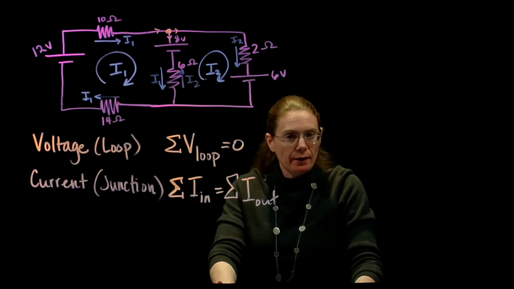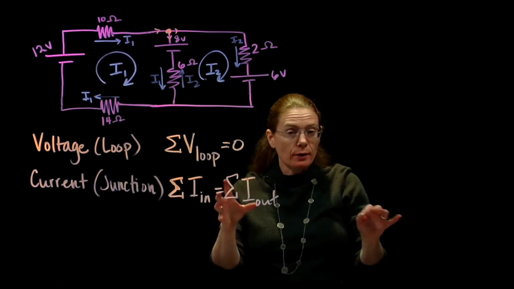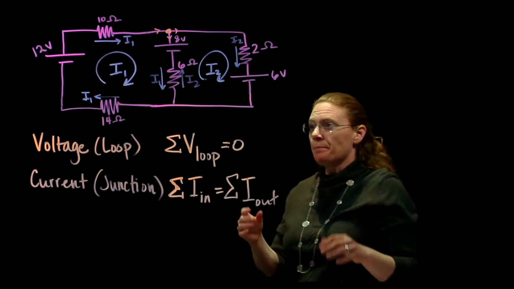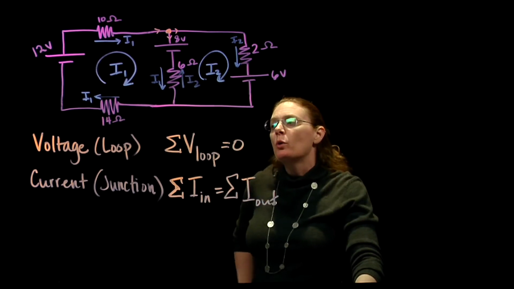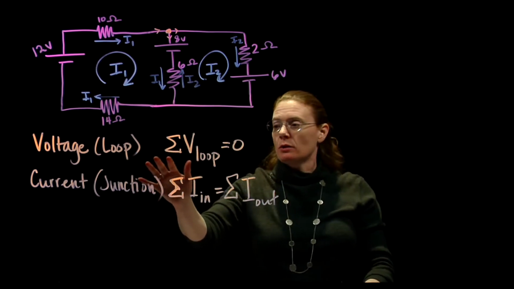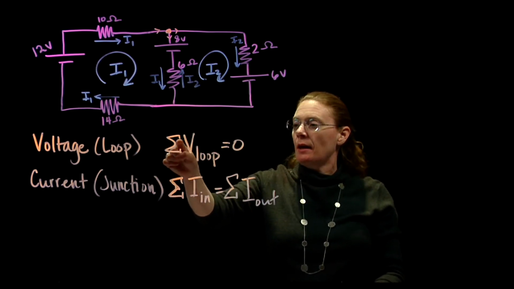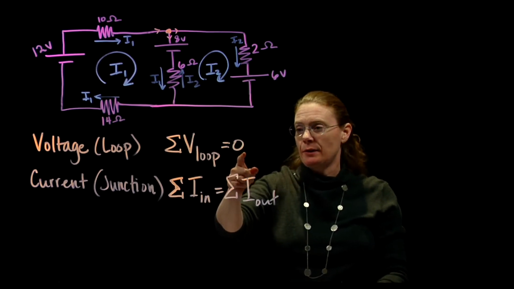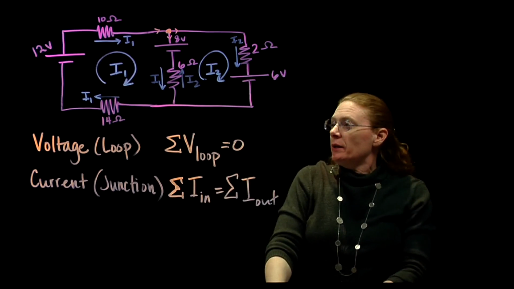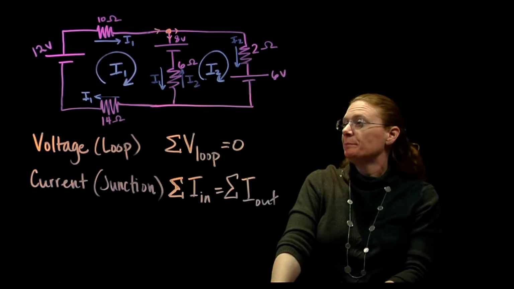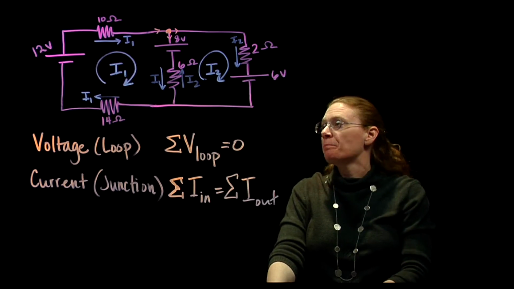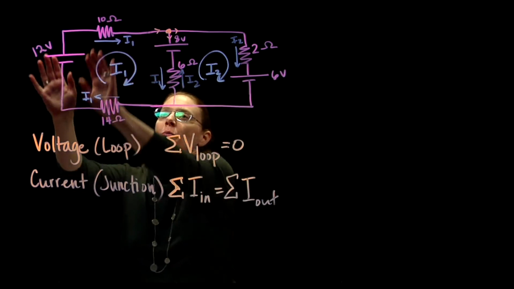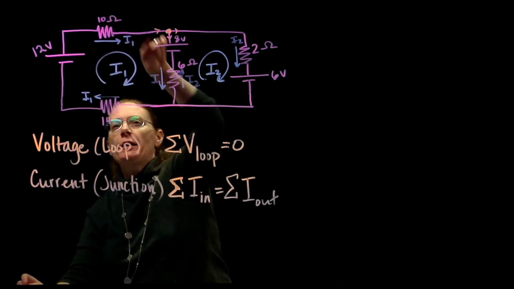All right, so we've defined our currents. We figured out what the current is through every resistor. And now we're going to use the voltage loop law. The sum of all the voltages around any single loop has to add up to 0. So here I'm going to pick a starting point on a loop. Let's do the left-hand loop to start with. So this loop right here.